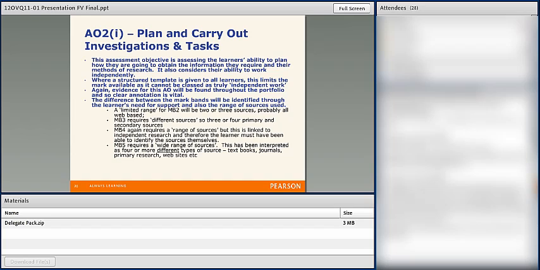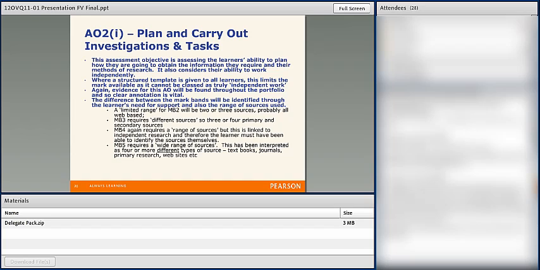The difference between the mark bands is identified through the learner's need for support and also the range of sources used. So a limited range of sources for mark band 2 will probably be 2 or 3 sources, probably all web-based. Mark band 3 actually says different sources, so 3 or 4 primary and secondary sources.